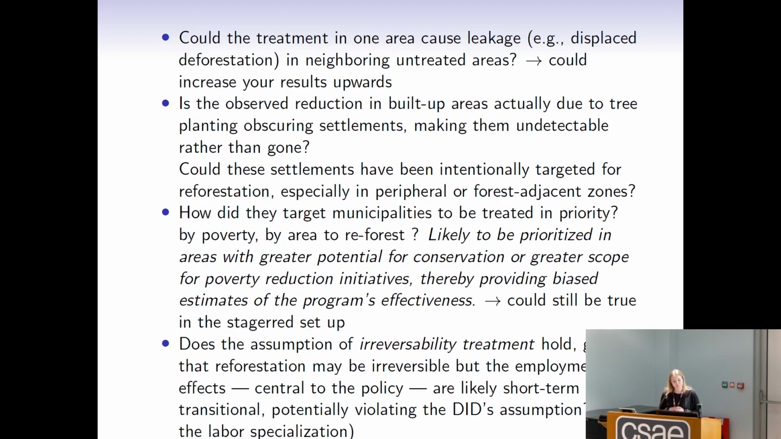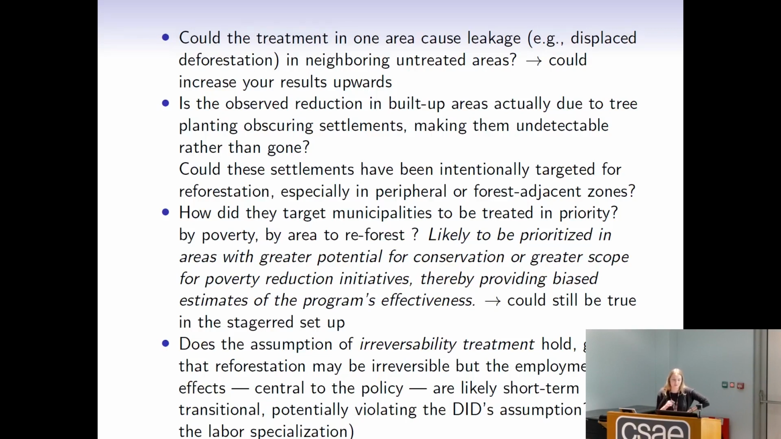I was also wondering if the observed reduction in the build-up area was actually due to tree planting obscuring the settlements, and actually trees growing above those unlit settlements, and so they are not actually disappearing, they are just not detectable anymore, even if I was still convinced about your empirical strategy because you have this in situ poverty information as well. So I was also wondering, could these settlements have been intentionally targeted for reforestation, for example, especially in peripheral and forest adjacent zones?